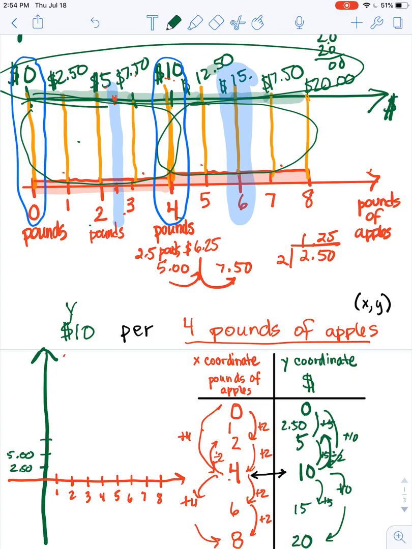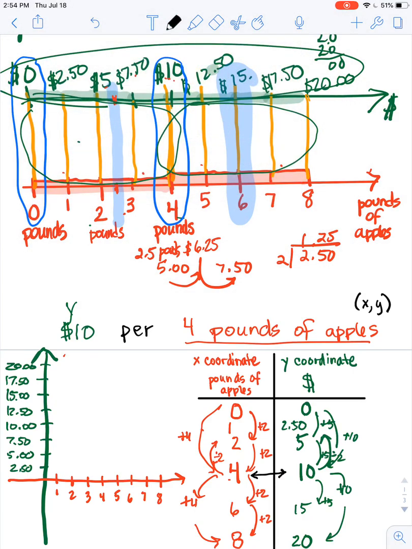So I can do 2.50, 5, 7.50, 10, 12.50, 15, 17.50, 20, right? And then I just do my dots.